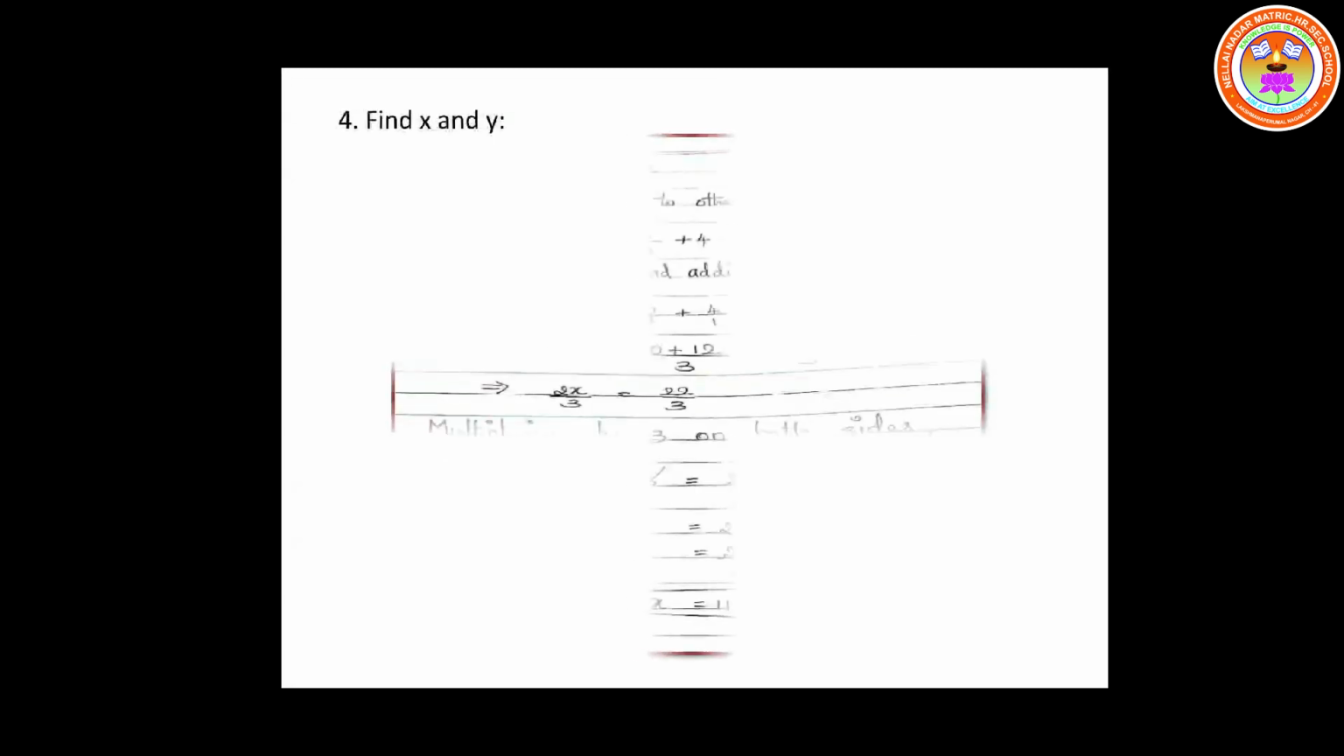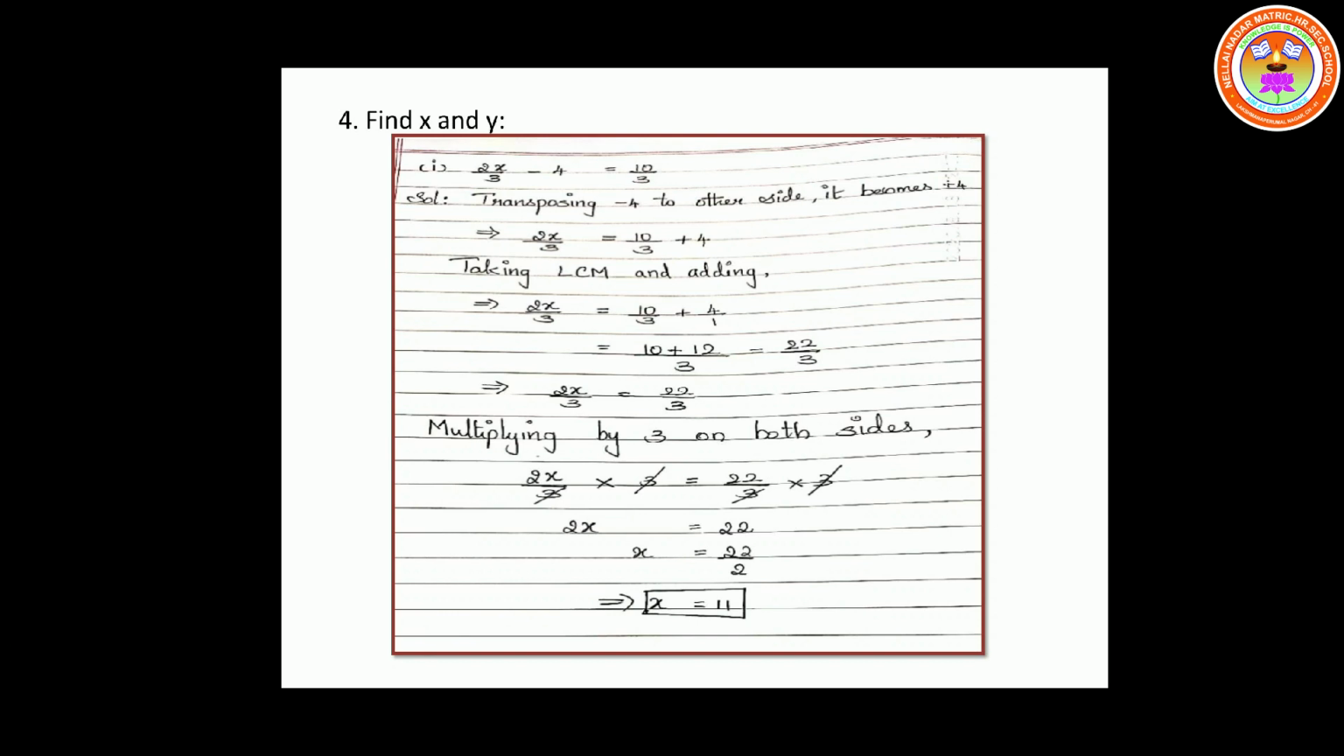So now let us move on to how to find the solution for x and y. It's the fourth sum, find x and y. The first question is 2x by 3 minus 4 is equal to 10 by 3. Now I have to find the value of x here. Throughout the equation there is only one variable, and that is x.